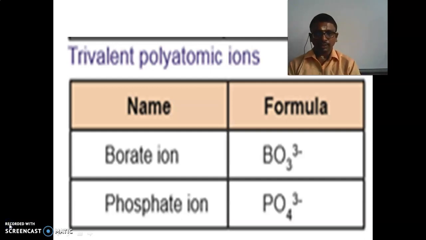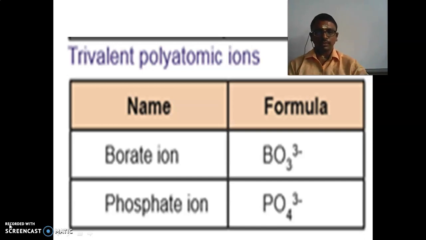Last class we discussed the monovalent polyatomic ions and bivalent polyatomic ions. Now we will discuss trivalent polyatomic ions. In trivalent polyatomic ions, the borate formula is BO3 and the valency is 3 minus. For phosphate, the formula is PO4 and the valency is 3 minus.